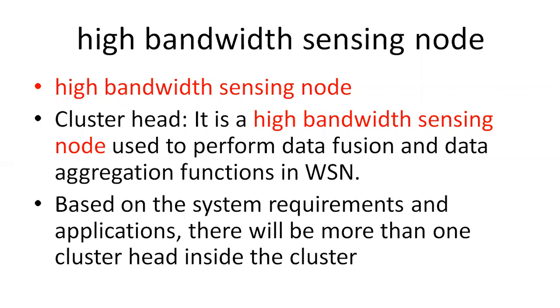And then the high bandwidth sensing node, the cluster head. A cluster head is a high bandwidth sensing node used for performing data fusion and data aggregation functions in a wireless sensor network. Based on the system requirement and application, there can be more than one cluster head inside the cluster. That is the high bandwidth sensing node.